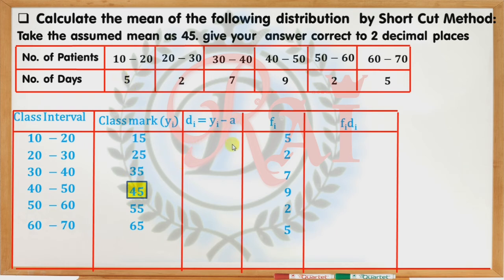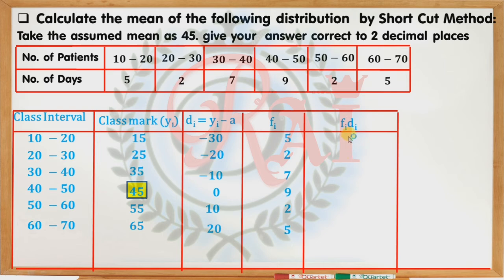So 45 minus 45 is 0, as we know that the values of di above 0 are negative. So 15 minus 45 is minus 30. 25 minus 45 is minus 20. Then 35 minus 45 is minus 10. 55 minus 45 is 10. Then 65 minus 45 is 20.